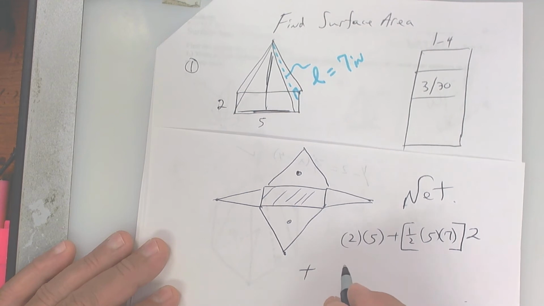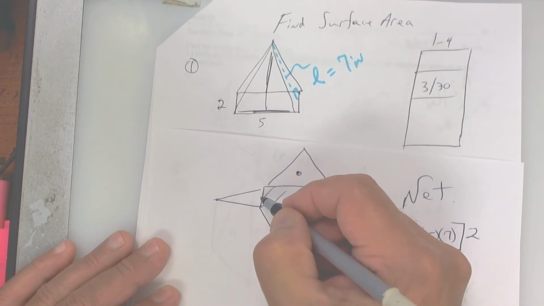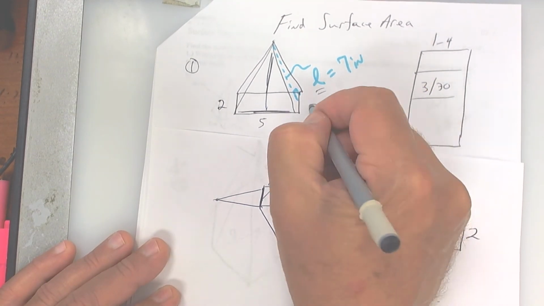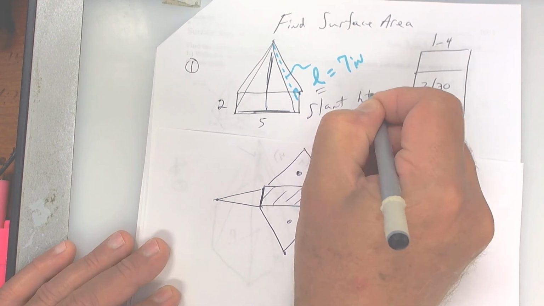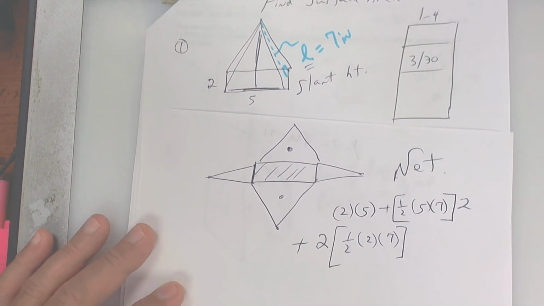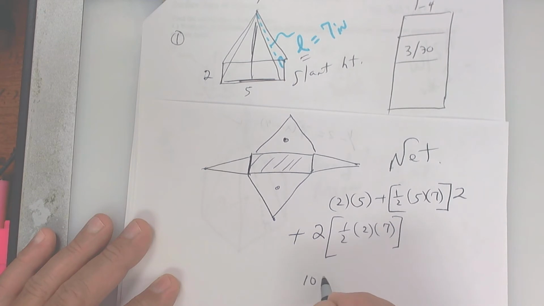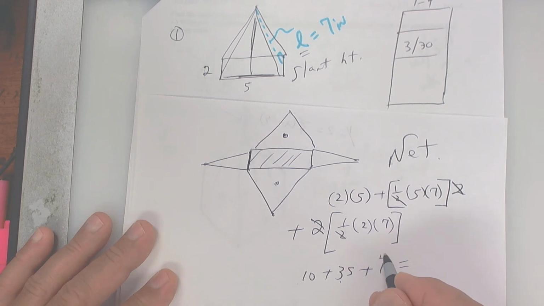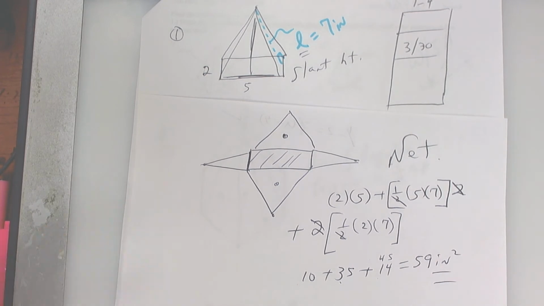Plus, you have 2 skinny triangles, which is 1/2 the base. The base here is 2, and we'll use the same height of 7, slant height. And by the way, that L represents the slant height, or height. Okay, so 2 times 5 is 10. These 2's cancel, so you get 35. These 2's cancel, so you get 14. You add all that up, that's 45 plus 14. It looks like 59 square inches, and that's how you do surface area.